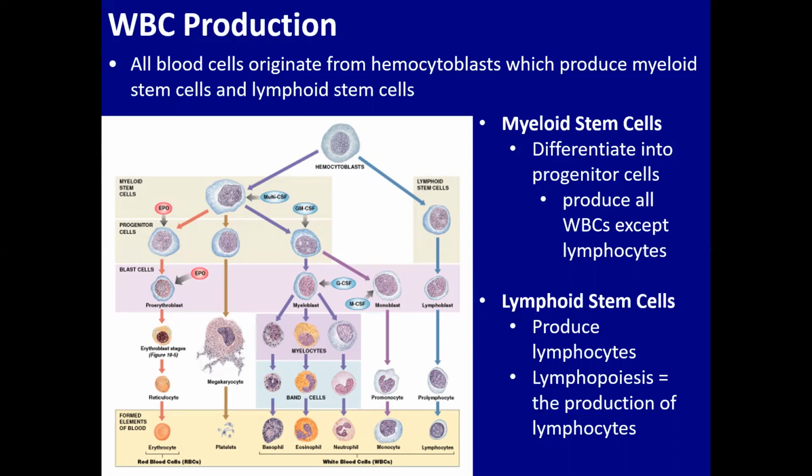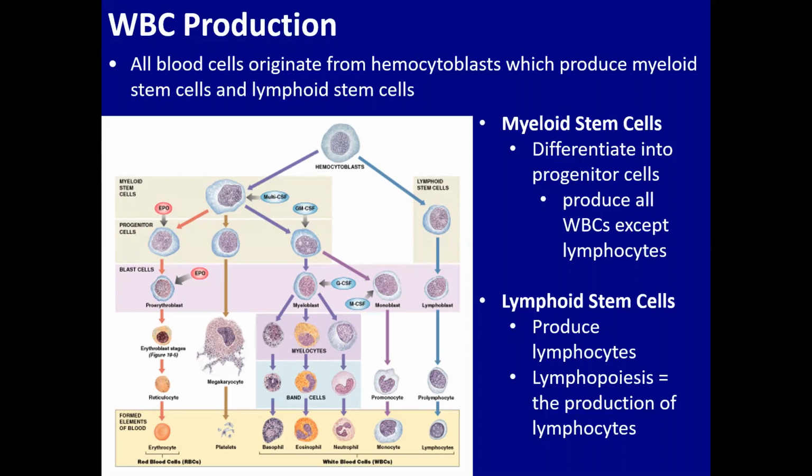And you can see that in this image. The hemocytoblast is the very top image, and you can see the two arrows coming off of it where you can see the production of either myeloid stem cells or lymphoid stem cells. Let's just follow that myeloid stem cell line.